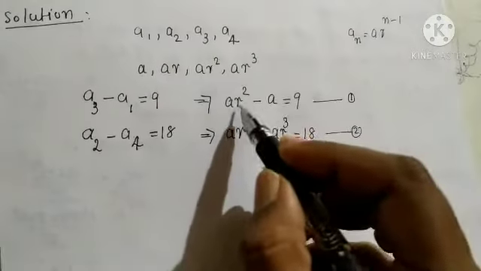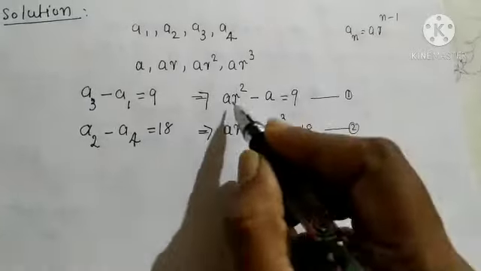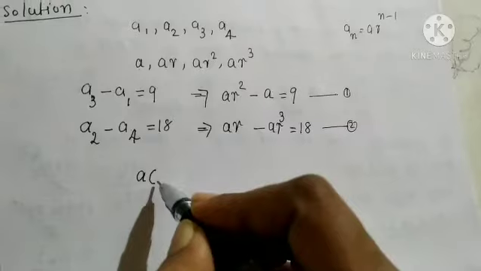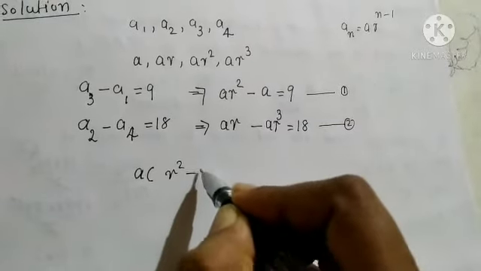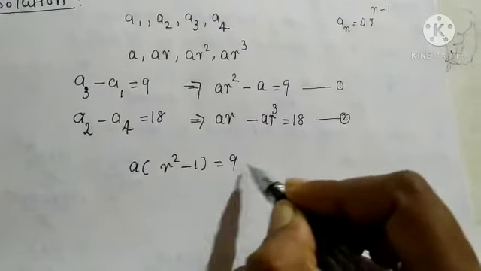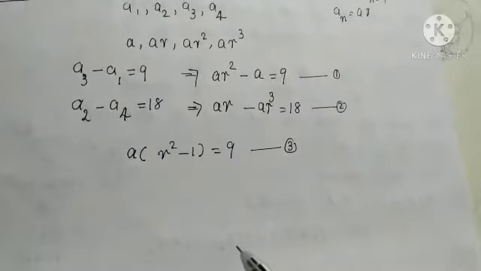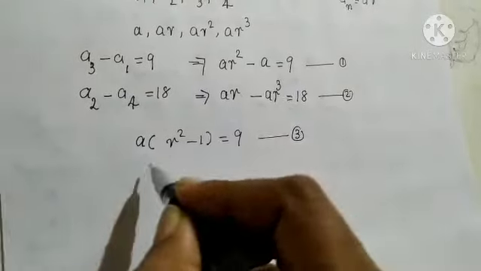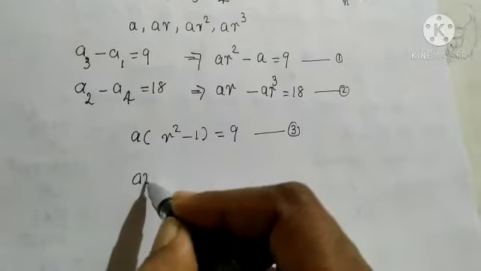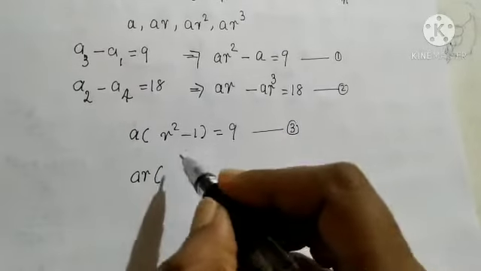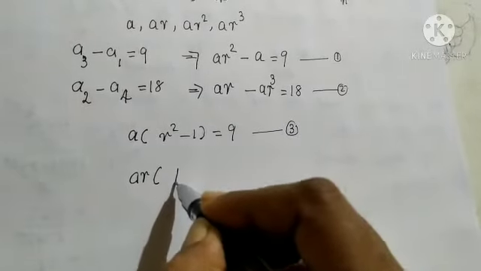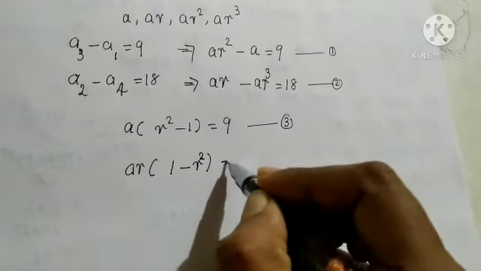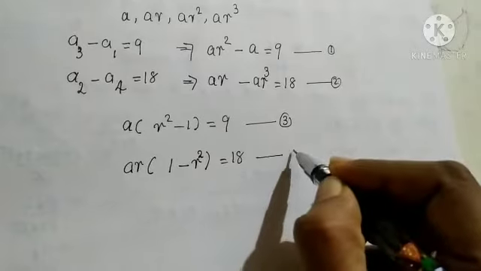So here if you observe in equation number 1, a is common. So taking a outside from these two terms, here we get a into r square minus 1 equal to 9. Let us name it equation number 3. And here also ar is common in these two terms. So taking ar outside, here we get ar into 1 minus r square equal to 18. Let us name it equation number 4.